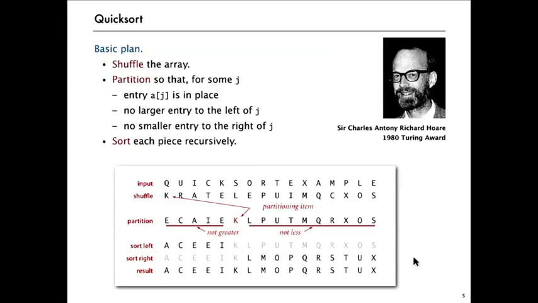This method was invented in 1961 by Tony Hoare, who won the Turing Award in 1980 for this and other work.